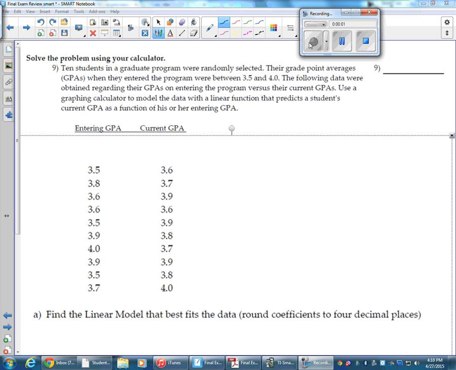Problem 9. You have 10 students in a graduate program who were randomly selected. Their grade point averages when they entered the program were between 3.5 and 4.0. They're right here, and then they have their current GPA listed. So they want us to find the linear model that best fits the data.